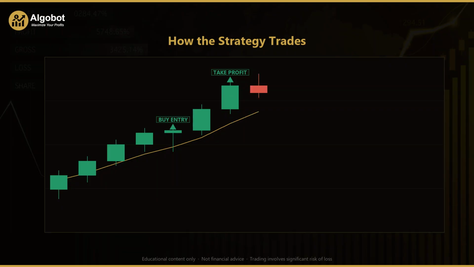Now look at where risk is defined. The stop loss is tucked just below the pullback low, 1 ATR beneath it. So if price had broken down through the line instead of reclaiming it, the loss would be contained. The take profit target sits 2 ATR above the entry. That's the 2-to-1 reward to risk structure in action.